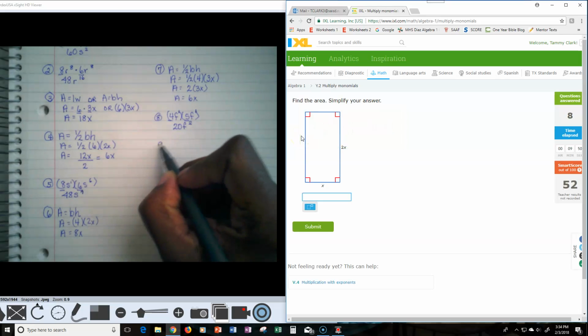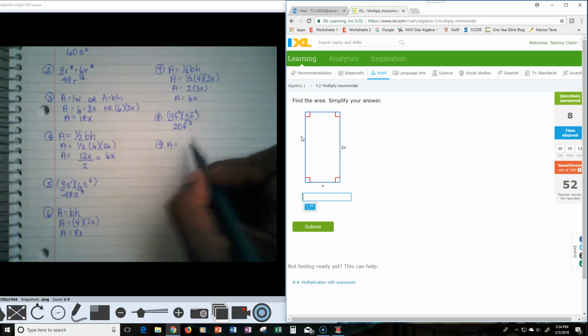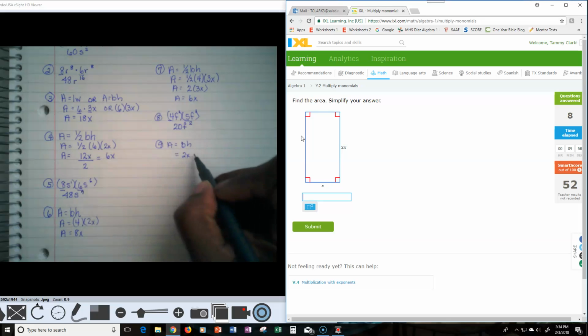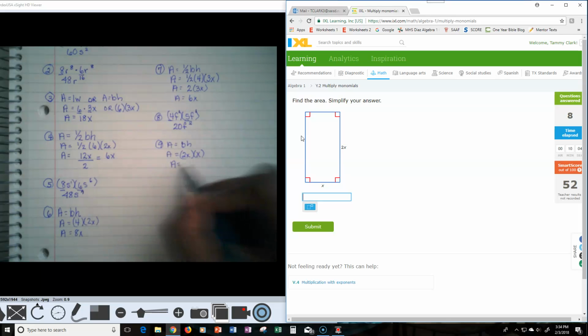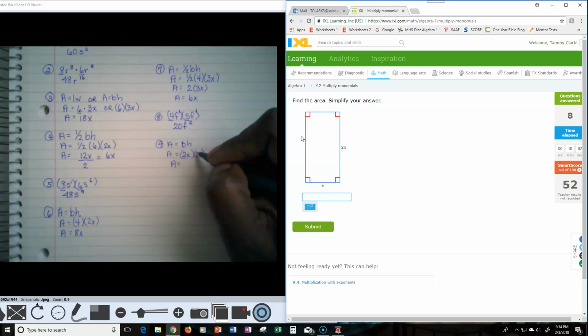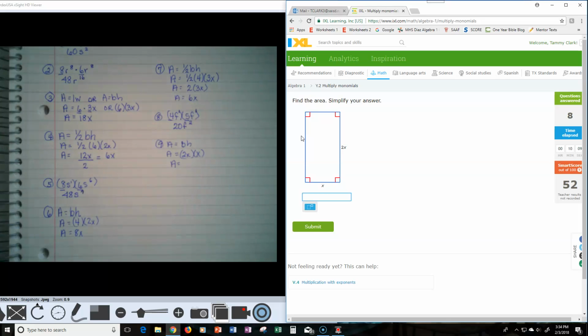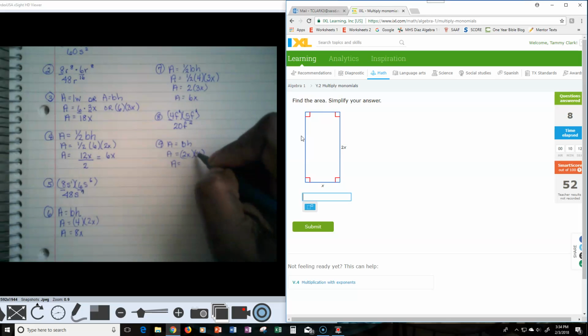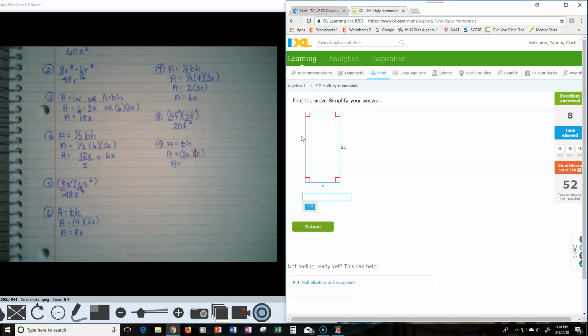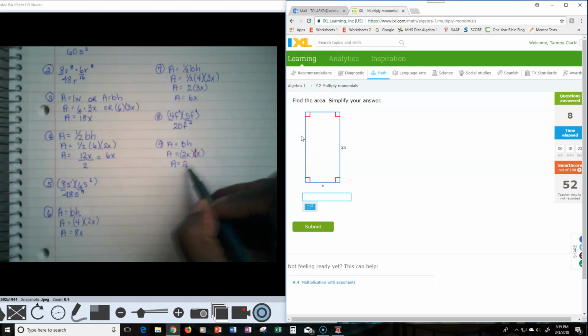Number 9, we have a rectangle again. We're asked to find the area. And this time we have 2x multiplied by x. So our area would be, now remember there's an imaginary 1 in front of the x. So 2 times 1 is 2. And x to the first times x to the first. We add our exponents, keep our base as x squared.